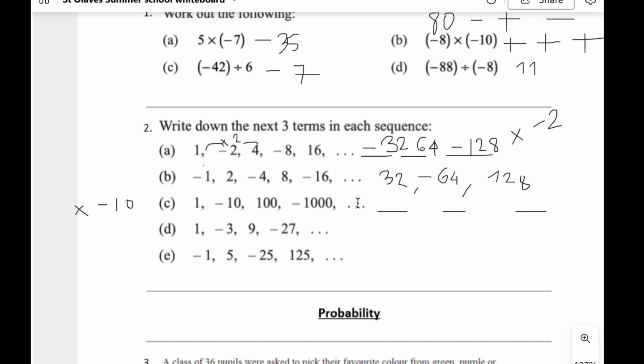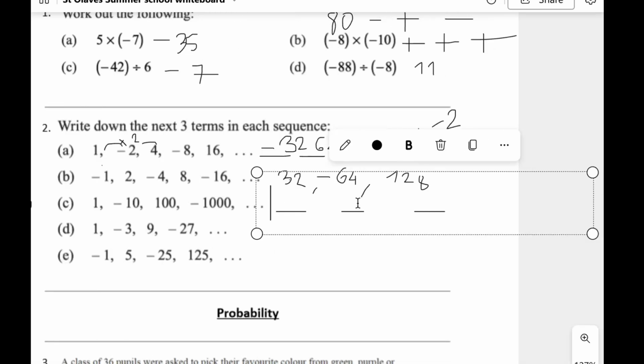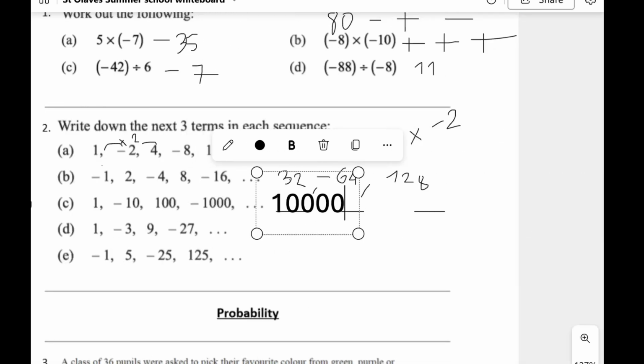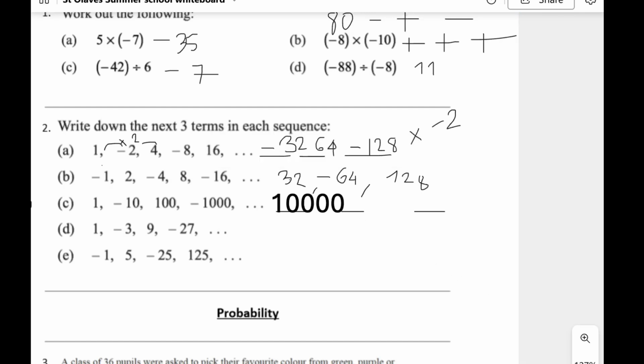Let's type this in actually, so it's easier to draw. Next one will have 5 zeros, and then the last one will have 6 zeros, etc. However, make sure you pay attention to the signs. We have positive, negative, positive, negative, positive, negative, and then the next one will be positive 1 million.